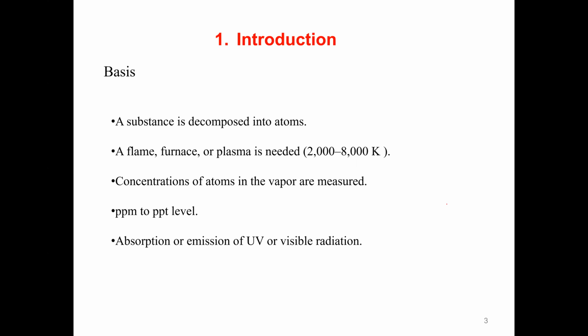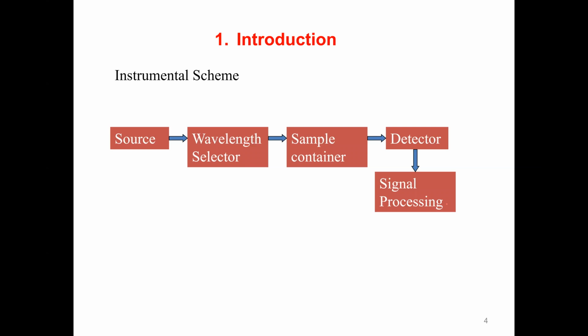If we only test the vibration or rotation for molecules, that's what we learned in the last chapter. That's in another range of the light. That's infrared spectroscopy. As you can see, detecting different transition states, you have an infrared range, you have a UV range, you have an X-ray range. The instrument scheme is similar to what we learned in molecular spectroscopy.